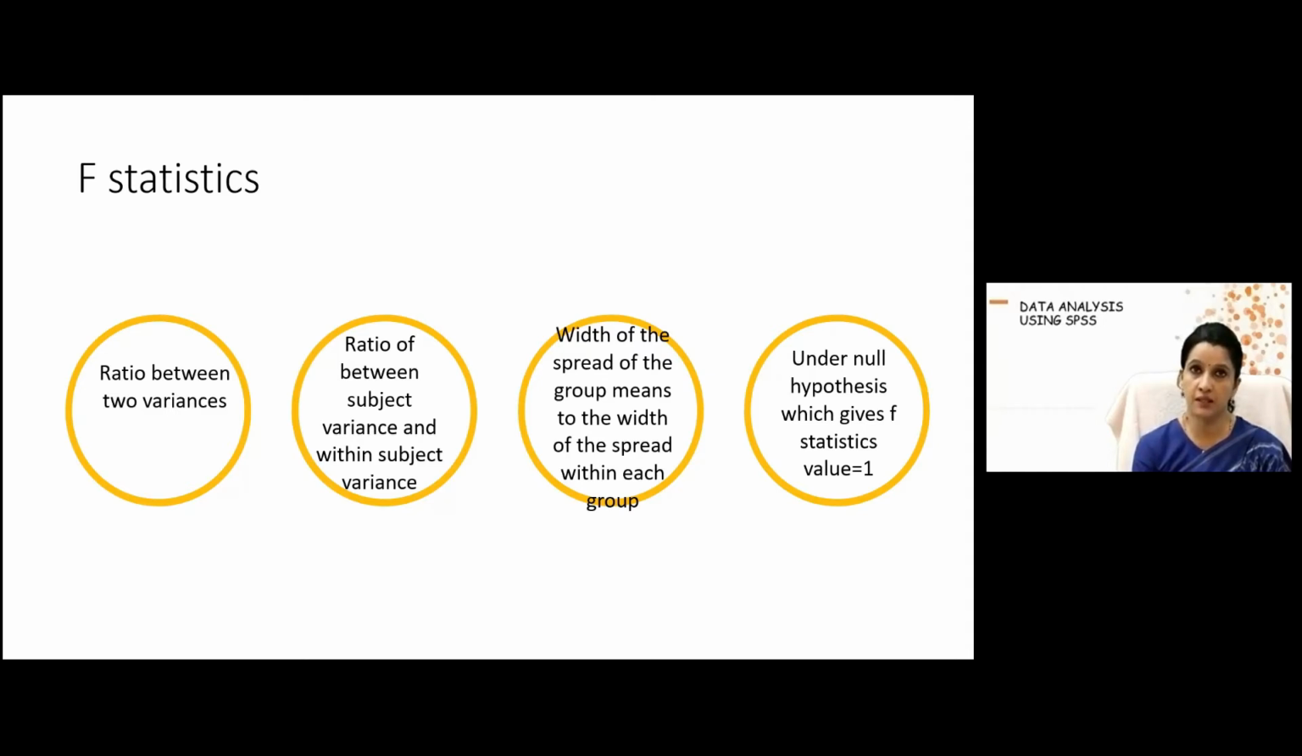So the F statistic is the ratio between two variances, the F value. Like you have seen the T statistic, and the chi-square test where the chi-square statistic was there, in ANOVA we calculate this F statistic. It is the ratio between two variances. So it is a ratio between the between-group variance and the within-group variance, the width of spread of group means versus the width of spread within each group. And under the null hypothesis, this F statistic is 1.